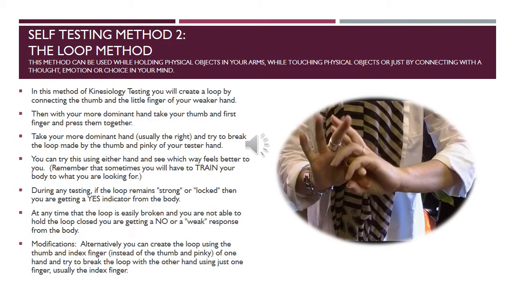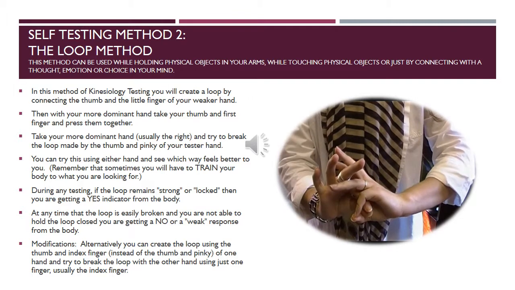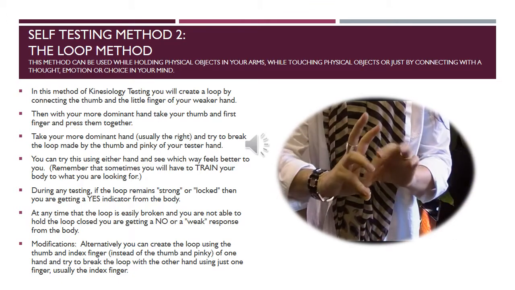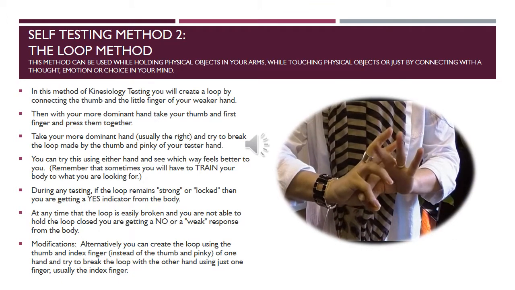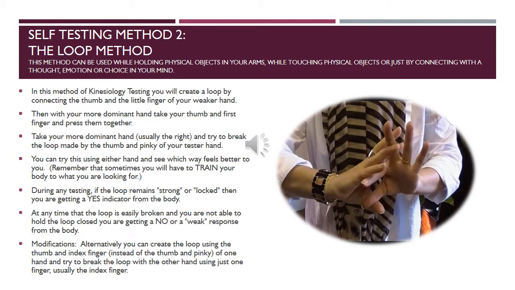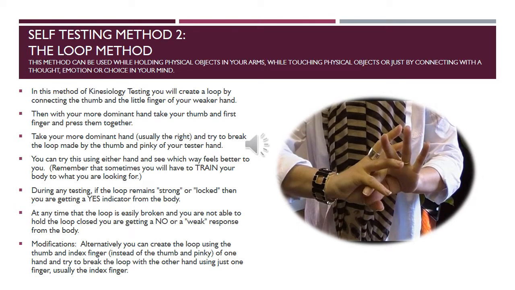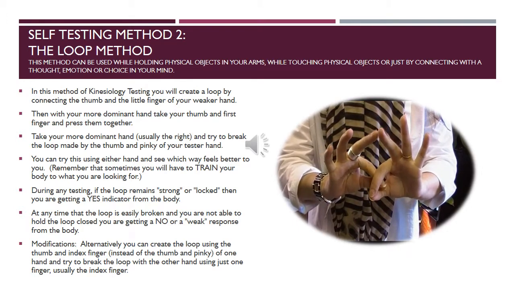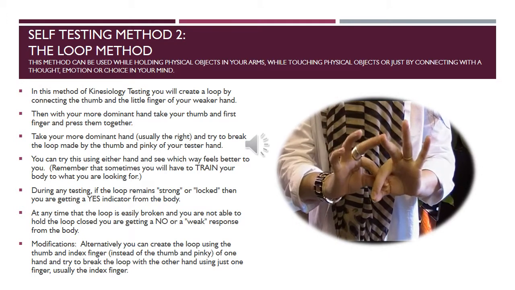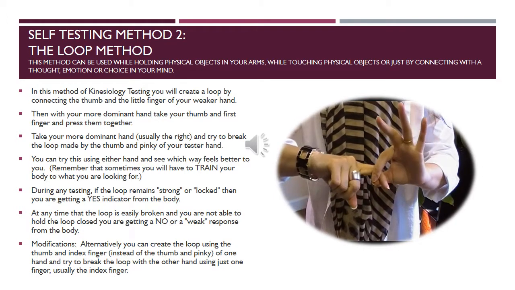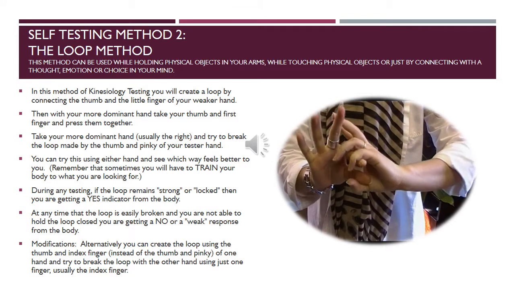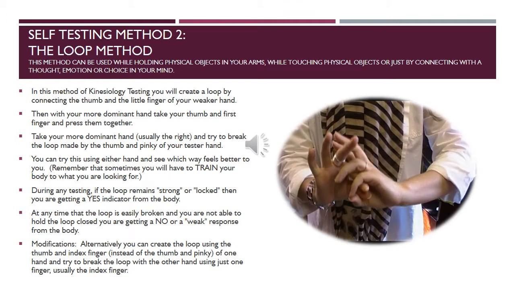The second method we're going to go over today is called the loop method. And one of the variations of this is actually the one that I use if I was to use muscle testing for something. This method is really good because it can be used in a variety of ways. It can be used while holding physical objects in your arms, while touching a physical object, or just by connecting with a thought, emotion, or a choice in your mind. And then you can use your hands using the loop method to test whether this is something that's in alignment with you or something that's not vibrationally strengthening for you.